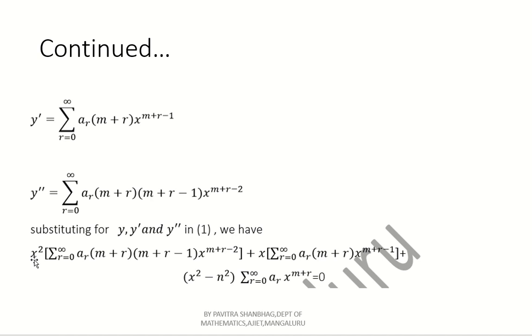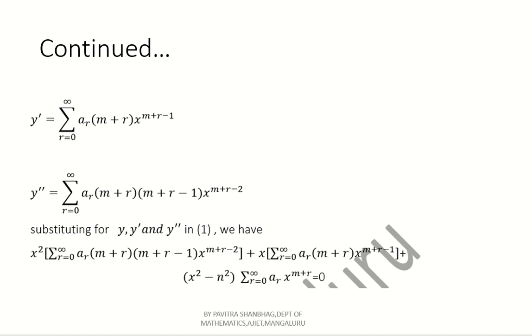What is that? x² d²y/dx², right? First term, so write x² as it is. What is d²y/dx²? In symbolic form, d²y/dx², the second order derivative, can be written as y'' or y2 or f''(x). So many notations are there. Here we have used y''. So x² into this term, we write summation r from 0 to infinity a_r (m+r)(m+r-1) x^(m+r-2). So the first term is finished, plus x into dy/dx, right?